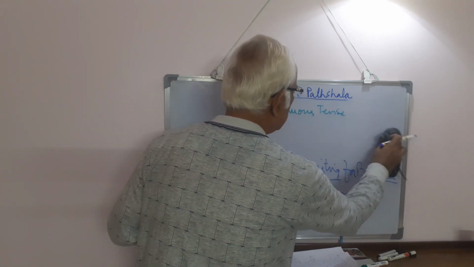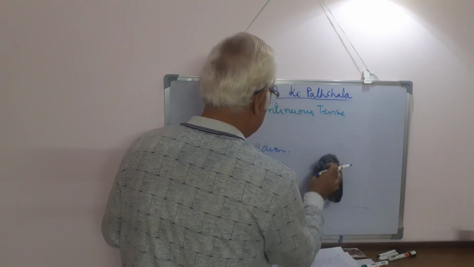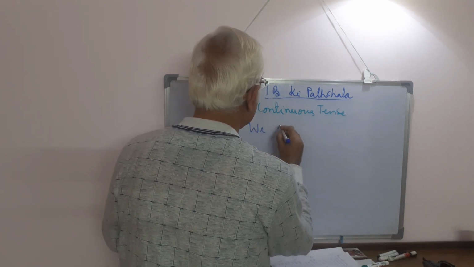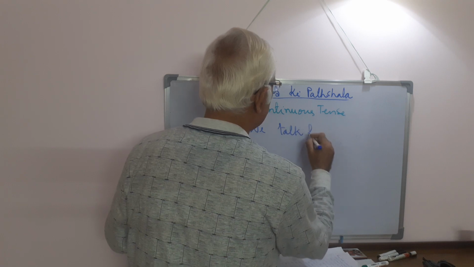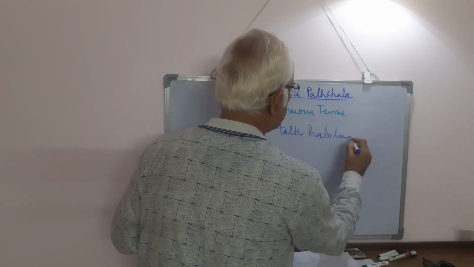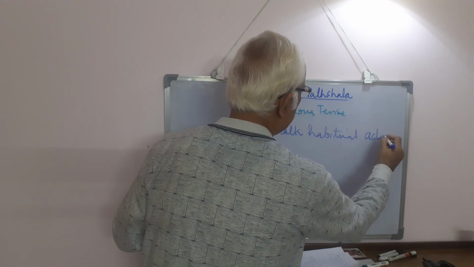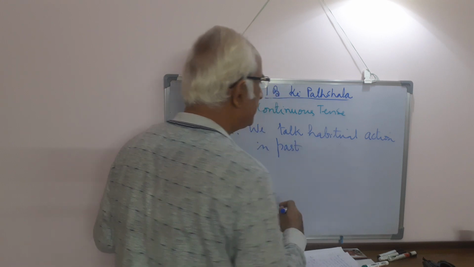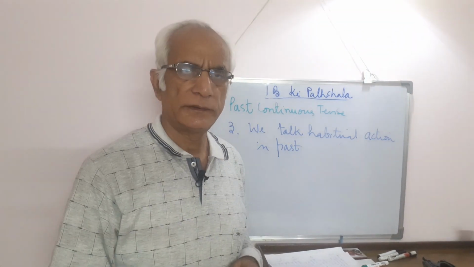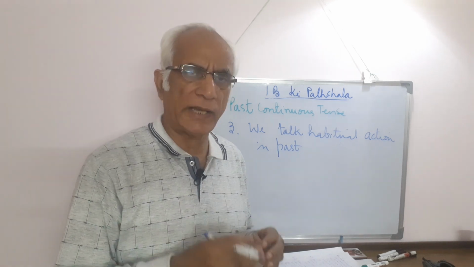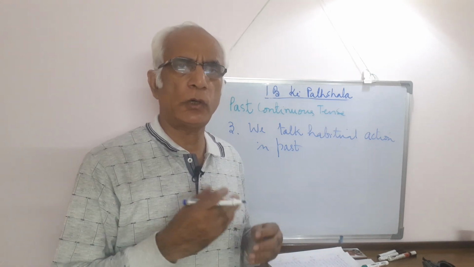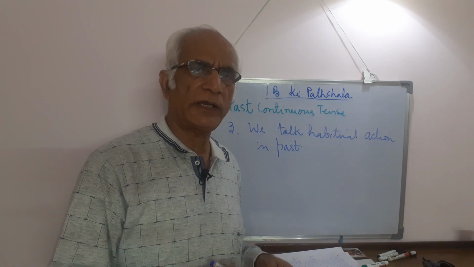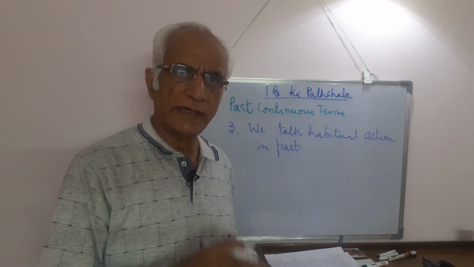Third is, we talk of habitual actions in the past. So certain things we do by way of habit. For example, if I have to talk in the present tense, I will say I get up in the morning at 6. This is a habit with me. I get up at 6 in the morning. I go for a walk in the evening. So that is a habit with me.